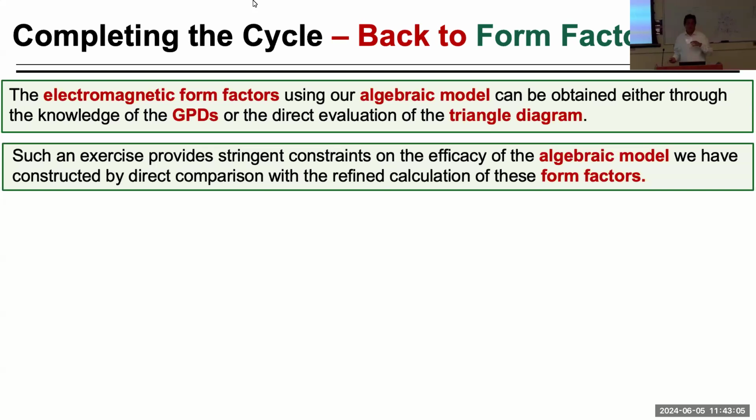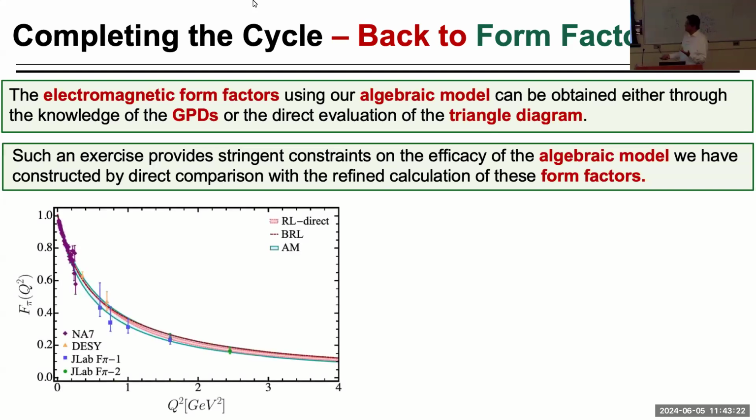Now you can do it through two methods. Because the model is simple, you can construct your GPDs, integrate over x, and then compute your form factor, or you can compute the form factor directly from the triangle diagram. You can do both, and you eventually arrive at the same results.